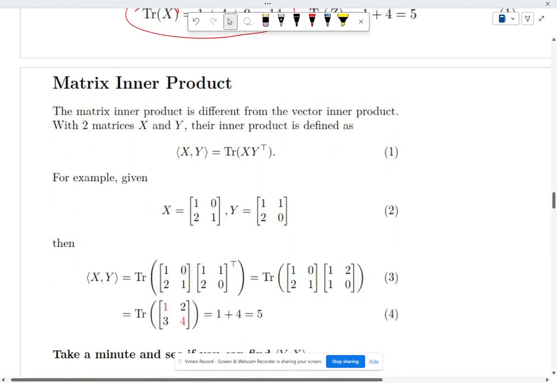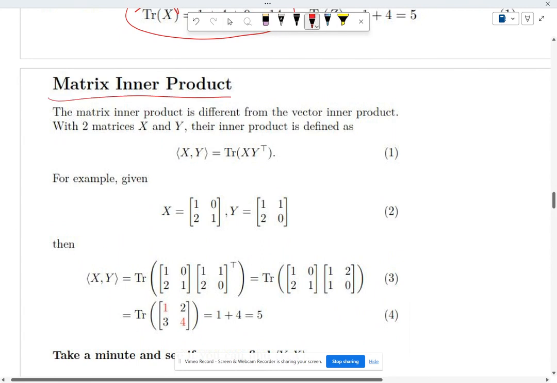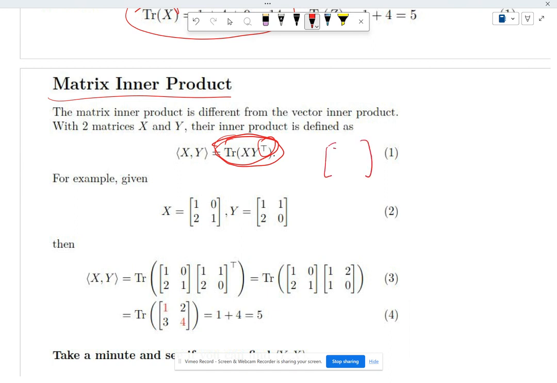Matrix inner product. Now, matrix inner product is very interesting because it's a combination of a whole bunch of things that we just learned. It is symbolically written this way with 2 brackets, and it is defined as that you take the dot product of x and y transpose. Remember what transpose was. And then you take the trace of it. Yes, I know. We just did the transpose, and then we just did the trace. So remember, the trace is the summation of the diagonal.